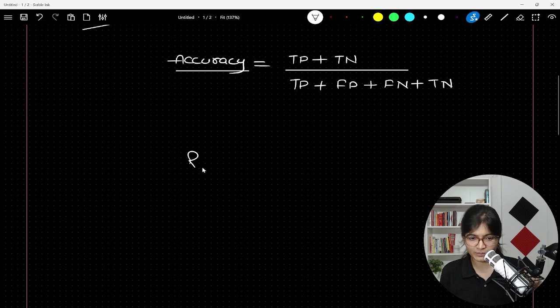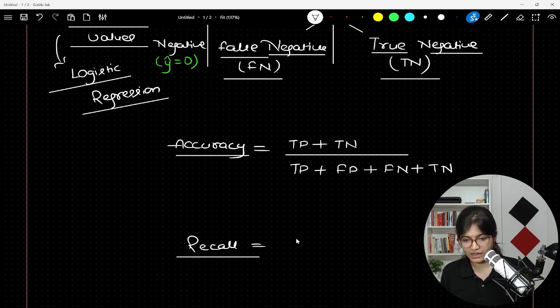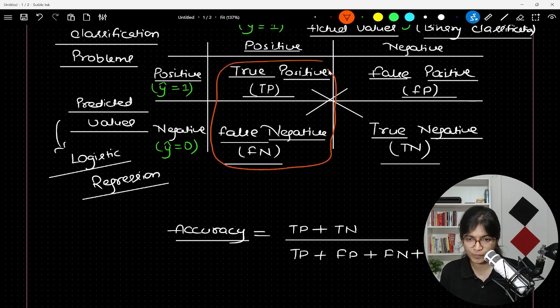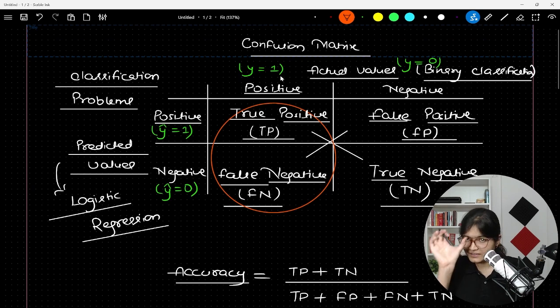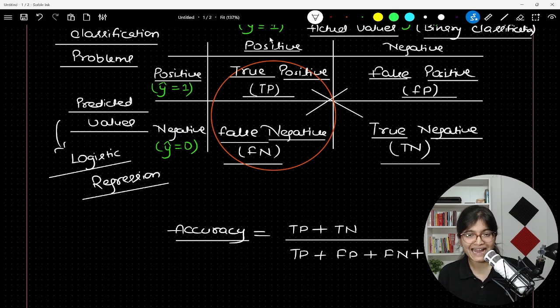The second evaluation metric will be recall. What is recall? Recall says that out of actual positives, how many of them are true positives? If you can see, the first column of positive indicates actual positives. So what recall says is that out of total actual positives, meaning true positive plus false negative, because this first column indicates total actual positives.